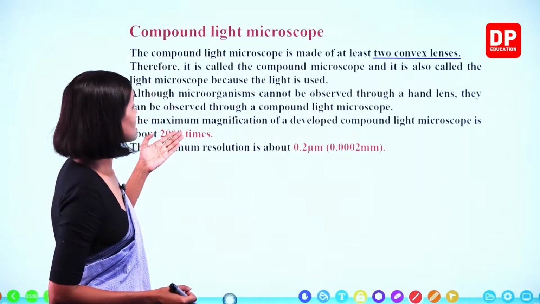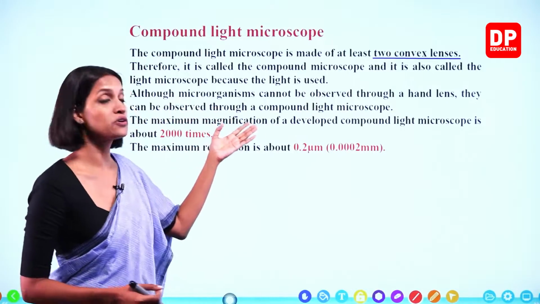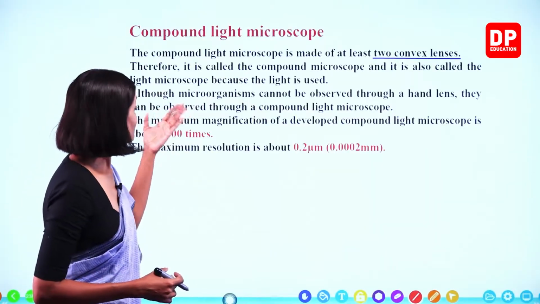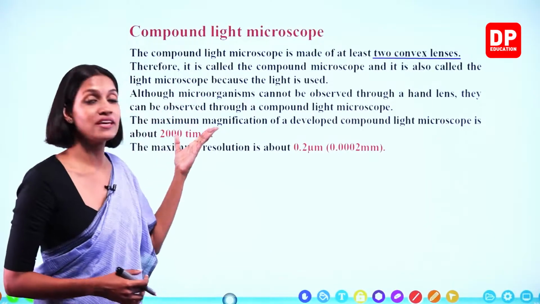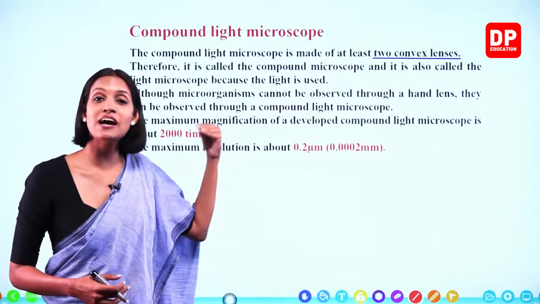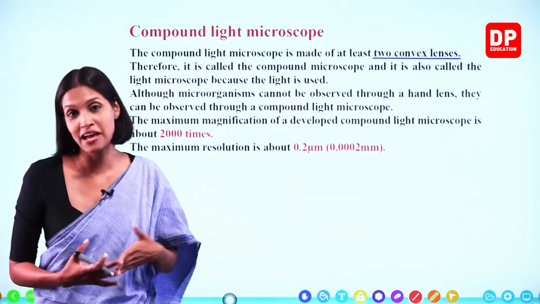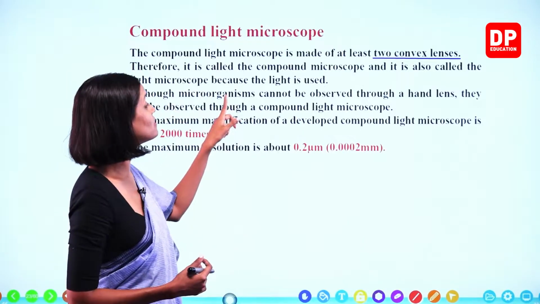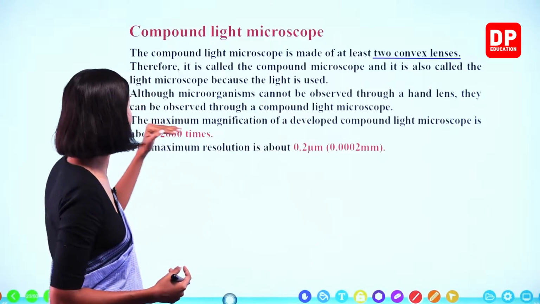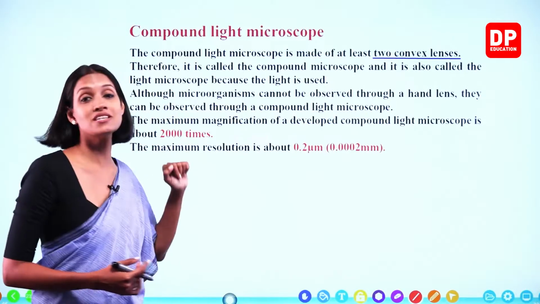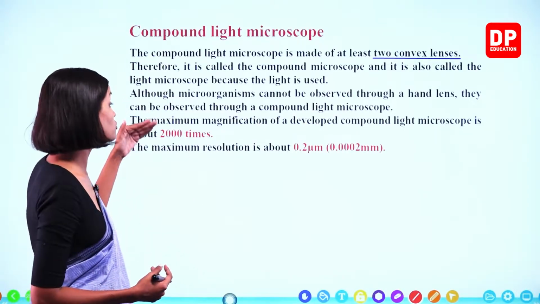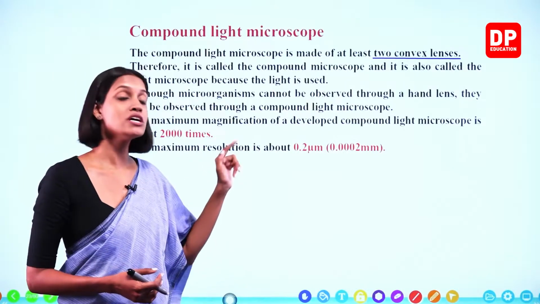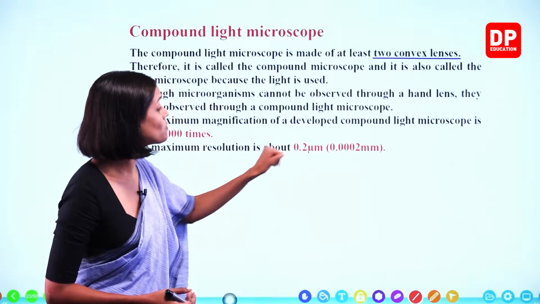So needless to say, if we can observe microorganisms through the compound light microscope, we can come to the conclusion that the magnification and the resolution are way higher than that of the naked eye and the hand lens. The maximum magnification of a developed compound light microscope is about 2000 times, right? The maximum resolution is about 0.2 micrometers.